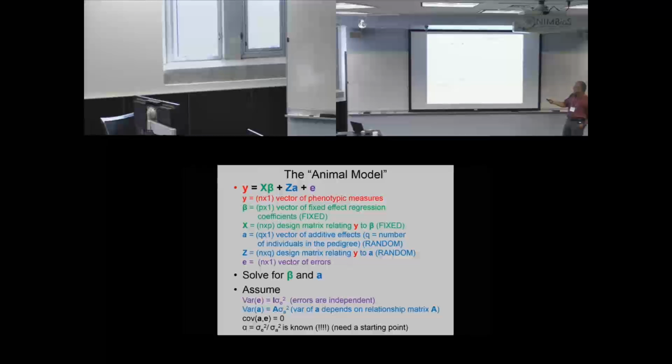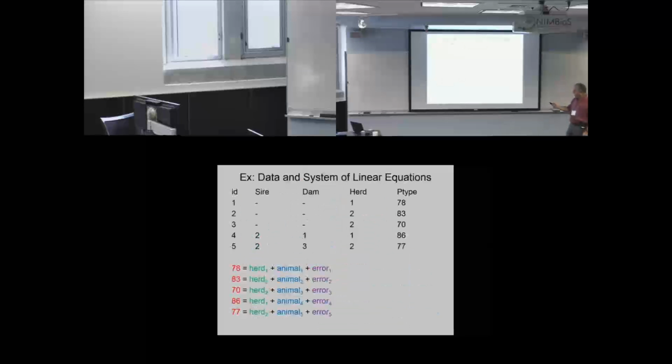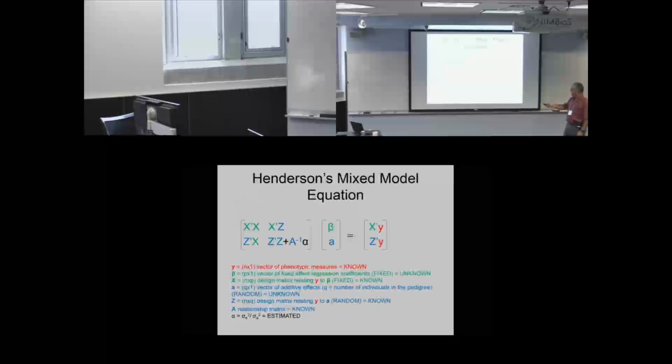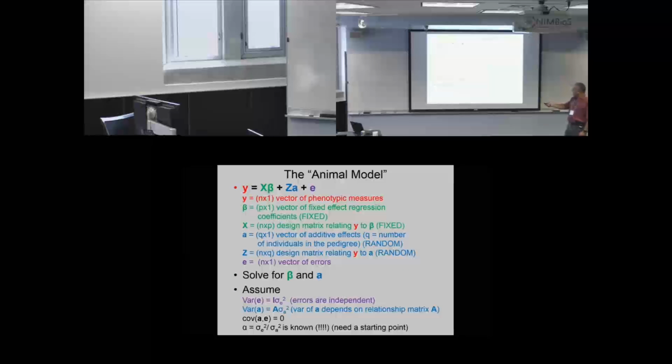The random effects I've shown in blue. And a is a q by 1 vector of additive effects or breeding values. Those are the additive effects that give rise to the additive genetic variance. So in some ways, these are the values that you're most interested in. This is the vector that is driving you to do this study in the first place.